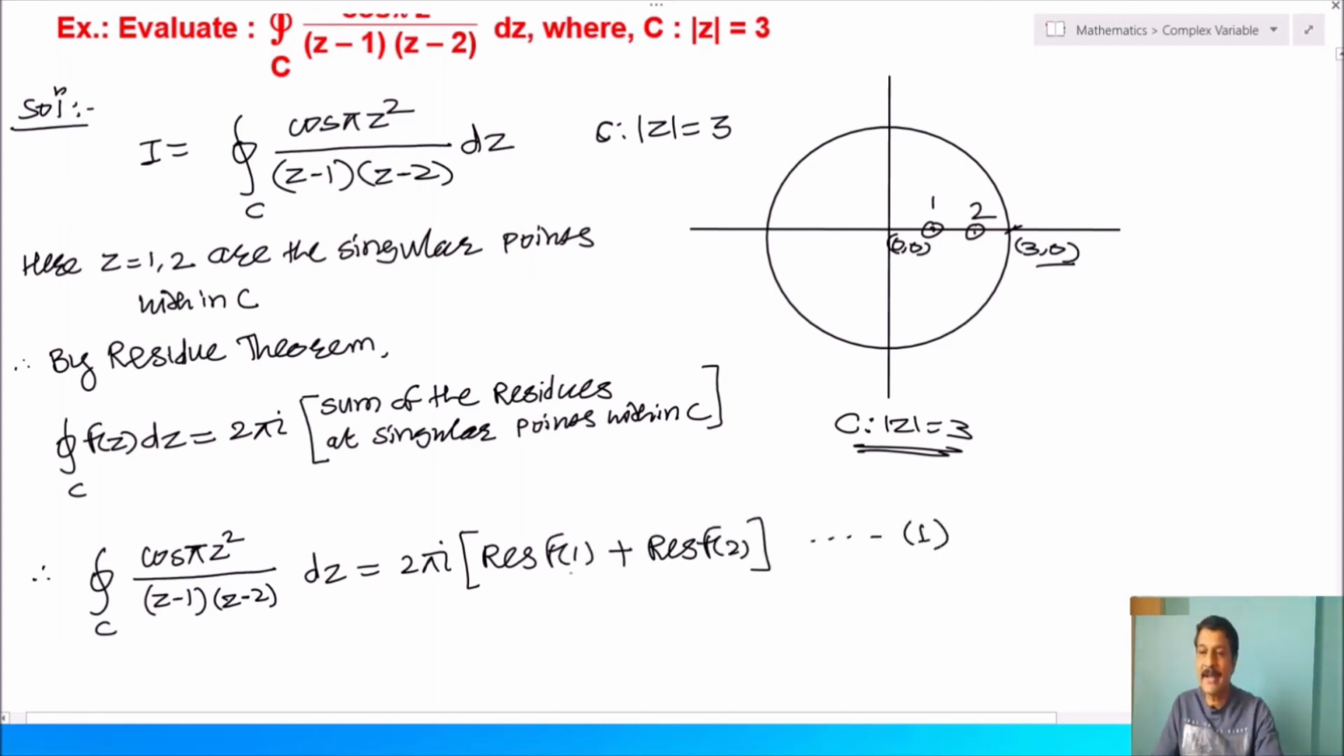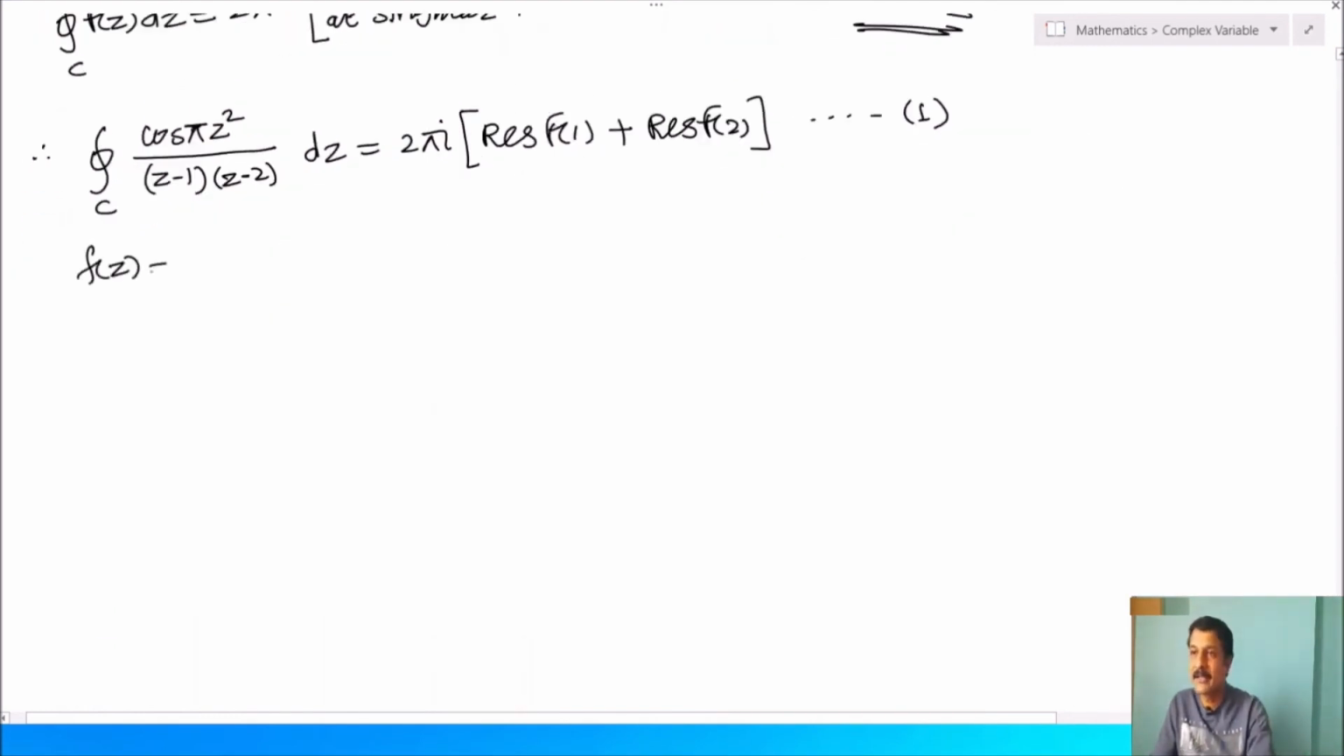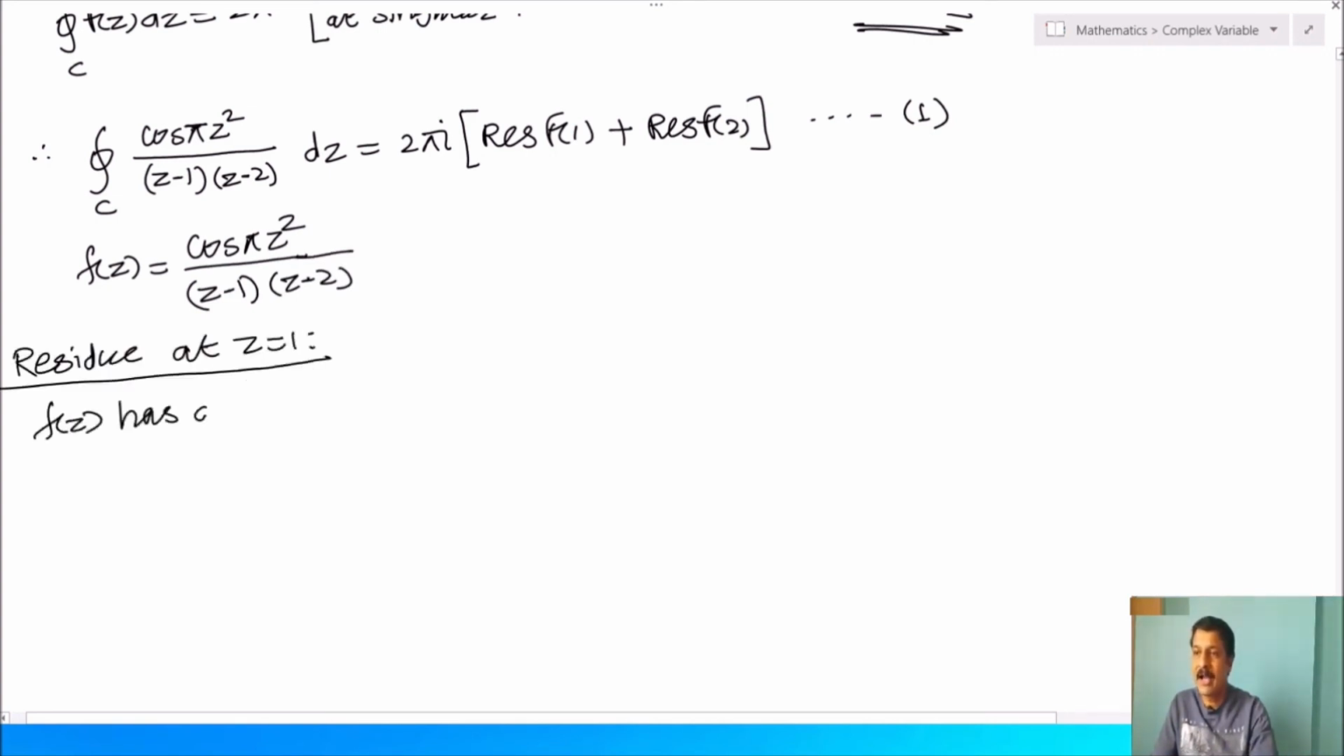We want to find the residue at 1 and the residue at 2. So what is f(z) here? If we compare, f(z) is cos(πz²) / ((z − 1)(z − 2)). So, the residue at z = 1. f(z) has a simple pole there, because the power of z − 1 is 1. It means it is of order 1. So f(z) has a simple pole at z = 1.